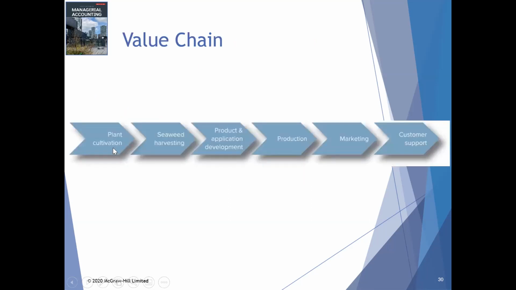Look at this. The plant cultivation, right? Then seaweed harvesting, then product and application development, right? Then production, and once the production is done, goods are ready to sell in the market. So marketing will be done. Once the marketing is done and goods are sold, then a customer support unit is required. That is the process. Step by step, 1, 2, 3, 4, and in each step there will be a number of activities. The whole thing is known as the value chain.